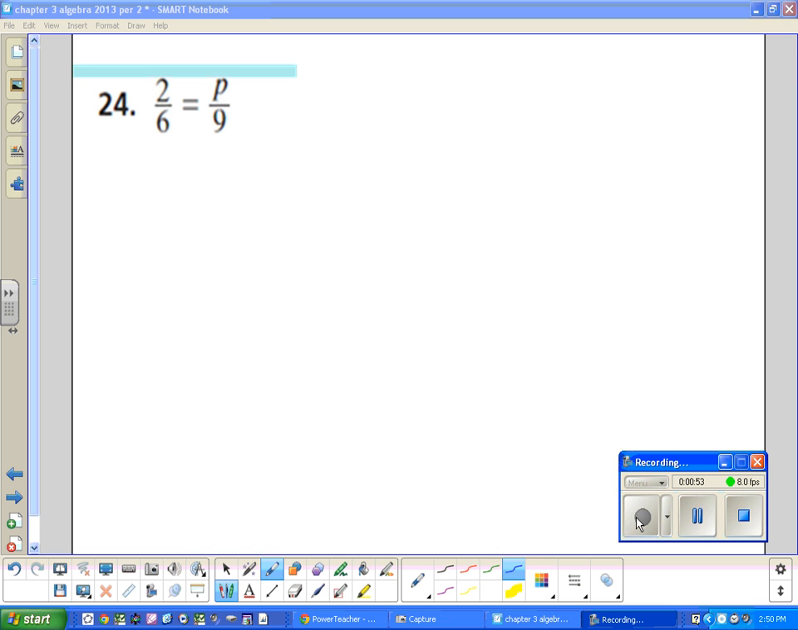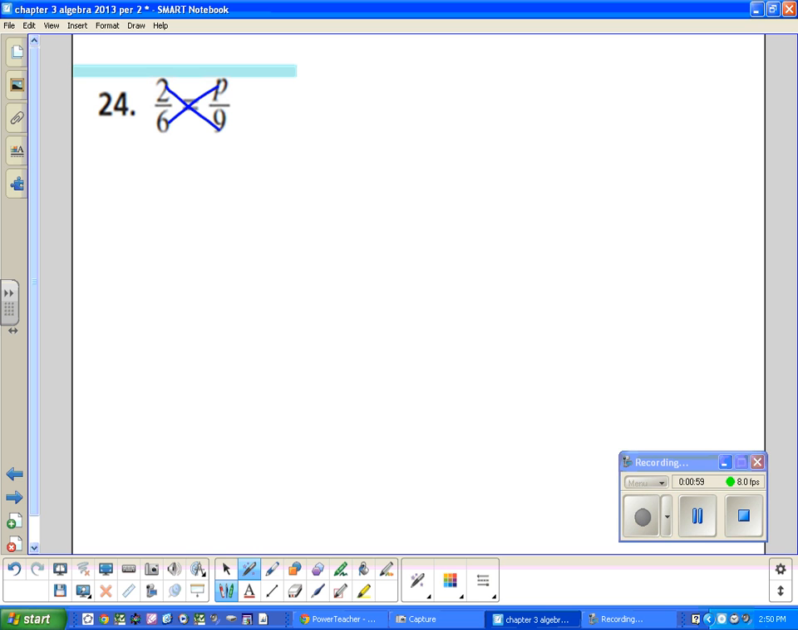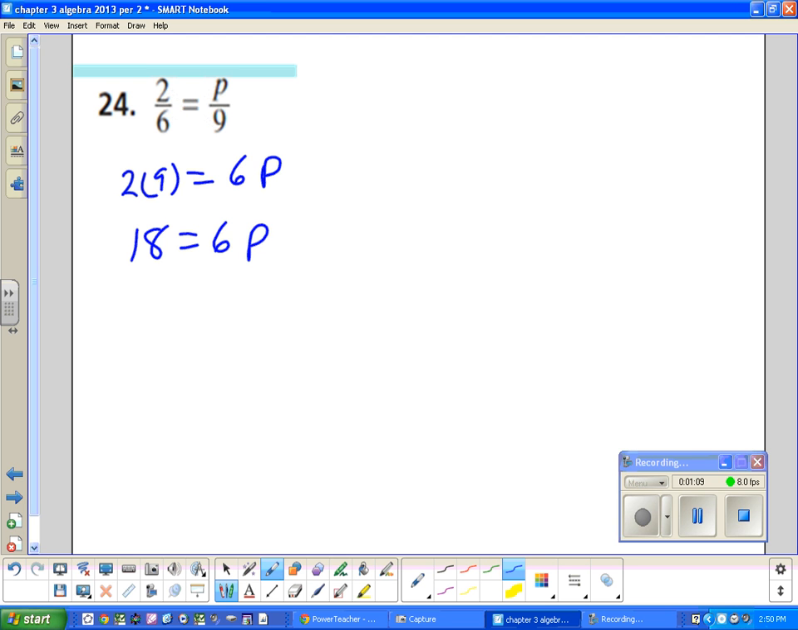Up next is a couple examples of the homework. And as I said before, you can bow tie this or cross multiply. When you do that, you're going to get 2 times 9 equals 6 times p, otherwise known as 18 equals 6p. And then we're going to divide. So we cross multiply, then divide, and we get p equal to 3.